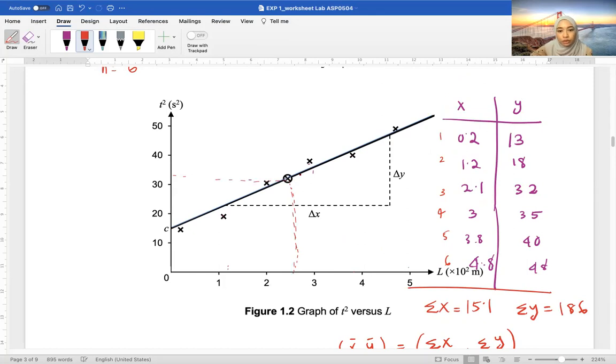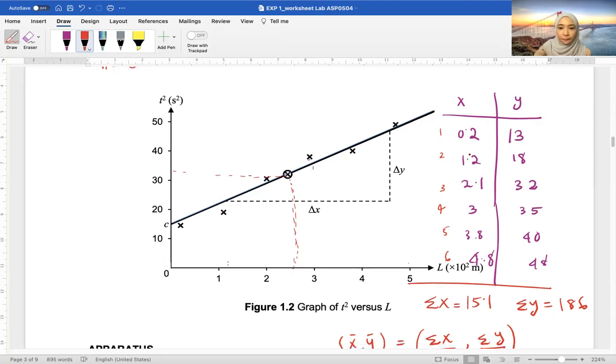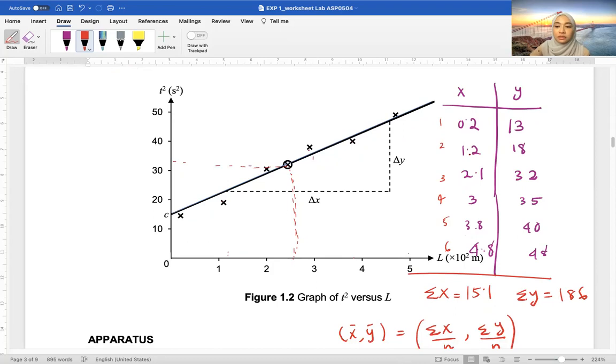Okay, so that is how you calculate for your centroid, assuming that they give you this table, this data, and you have to calculate what is the centroid point. Selalunya dia akan kasih table dengan kasih data, and you have to plot your data like this, and then put in the best fit line, find the gradient, find the centroid, etc.